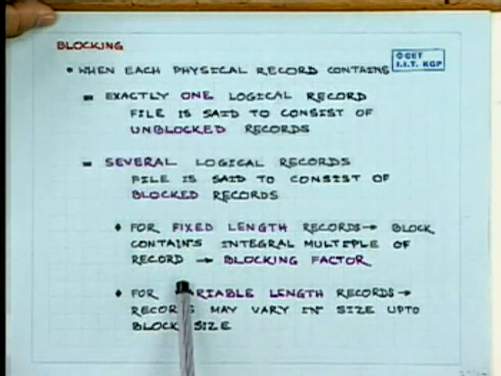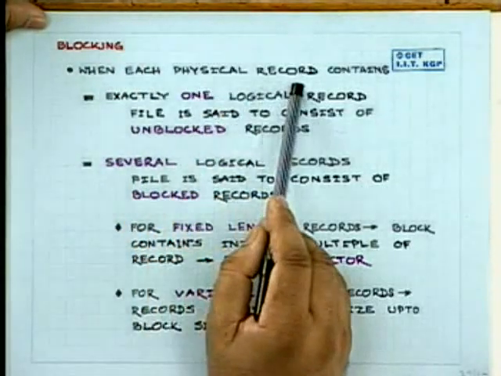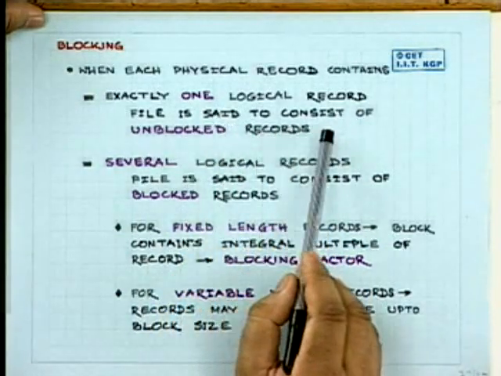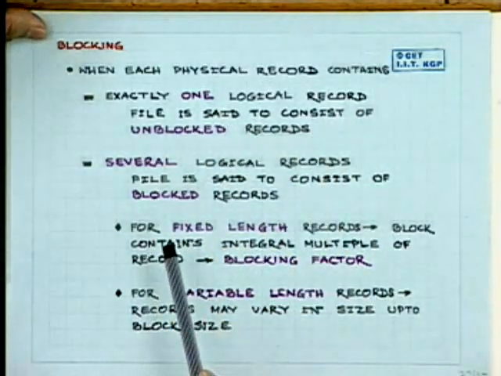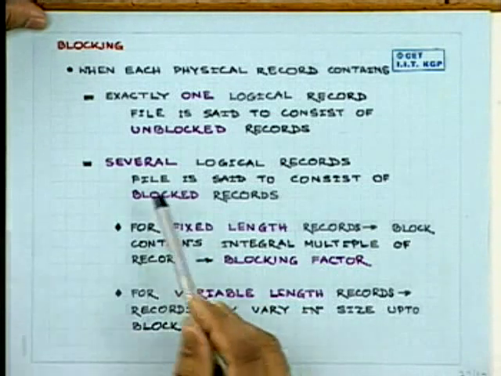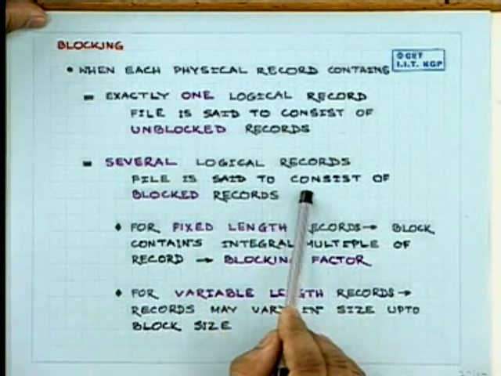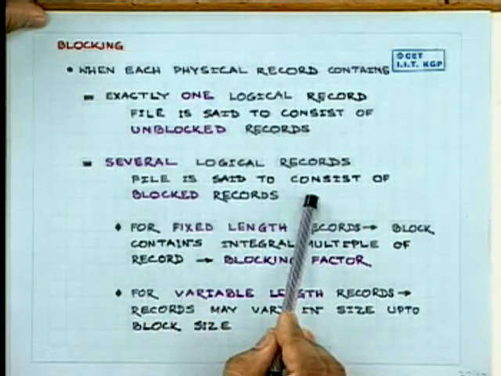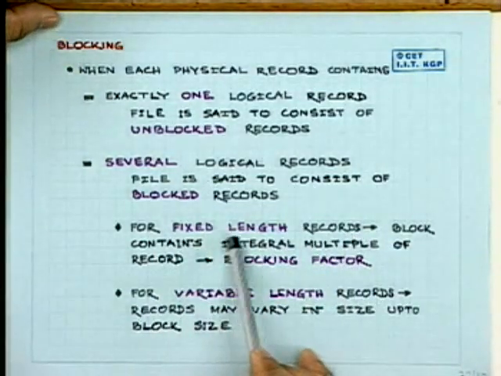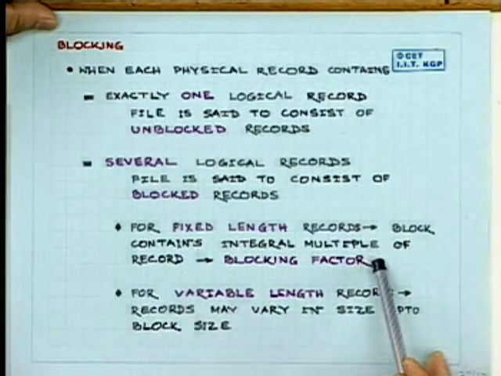We define now a few terms which we'll be using. Say, when each physical record contains exactly one logical record, the file is said to consist of unblocked records. Now, if the physical record contains several logical records, the file is said to consist of blocked records. In this case, for fixed length records, if our logical records are of fixed lengths, the block contains an integral multiple of records, and we call that the blocking factor.